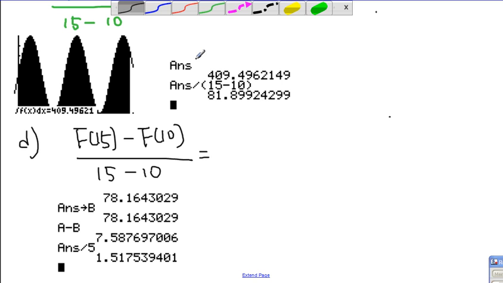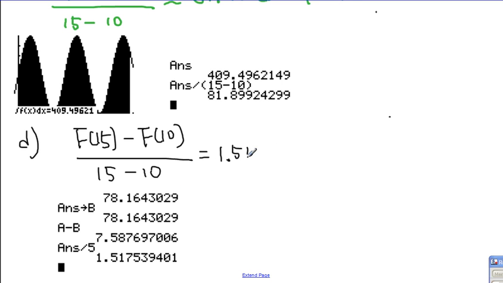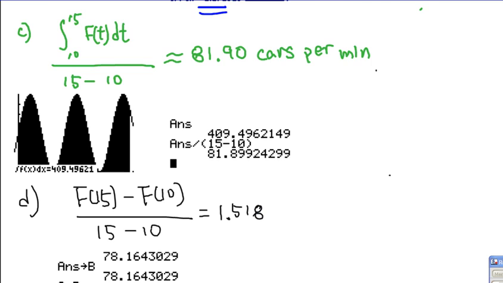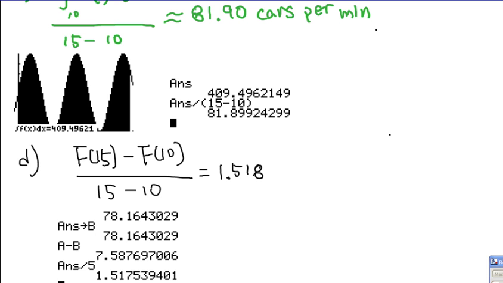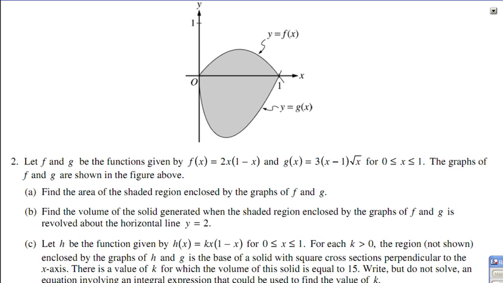So our answer would have been 1.518. Now, indicate the units of measure. So you see the traffic flow already had cars per minute. But we are dividing it by another change of the minute, so we gotta square the minutes. That would have been our final answer for number 1. All right, let's move on to number 2.